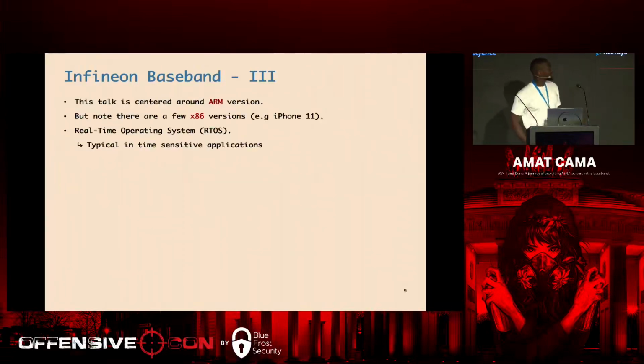This talk is centered around the ARM version, but I just want to note that there are x86 versions. When the iPhone 11 came out, I tried to load the firmware like I used to, but it was looking like garbage in IDA, and it turns out it was actually x86. So it seems like they just did it for that one version. I don't know, could have been a licensing thing. I'm not going to speculate on that.